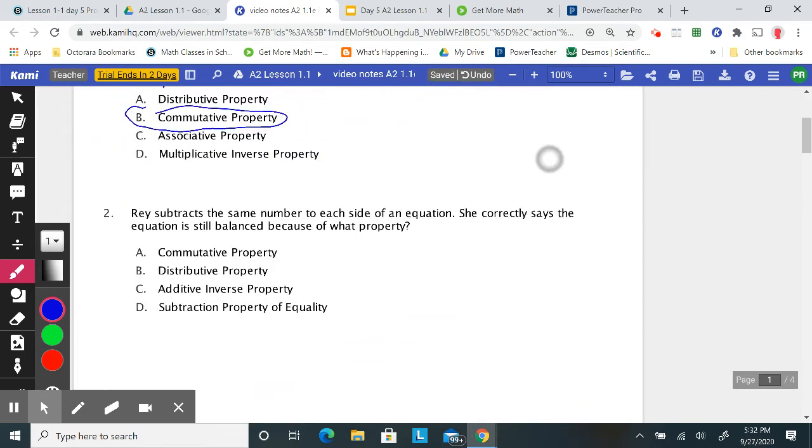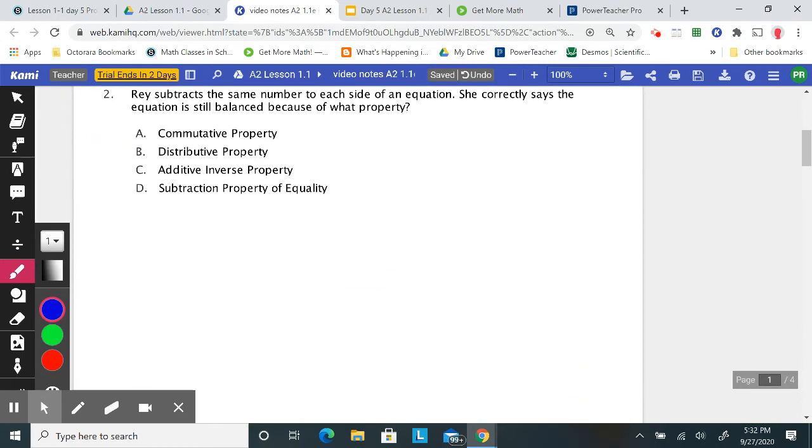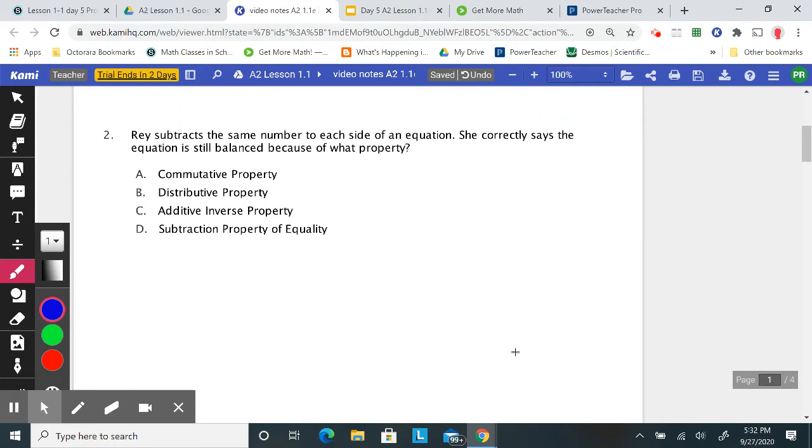Number two. Ray subtracts the same number to each side of the equation. She correctly says that the equation is still balanced, as long as you do the same thing on one side as you do to the other. Well, that's not the commutative property. That means you can change the order. It's not distributive. It's not additive inverse. That's the same as adding opposites, or multiplying by adding opposites.